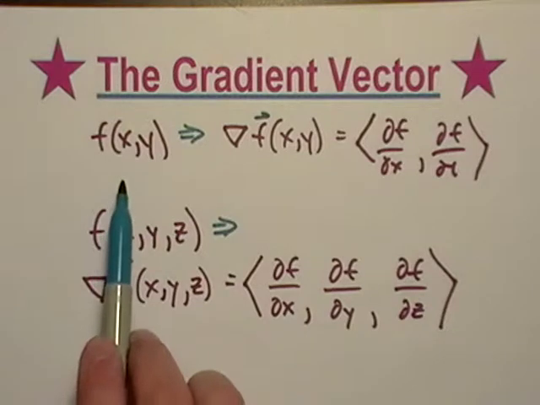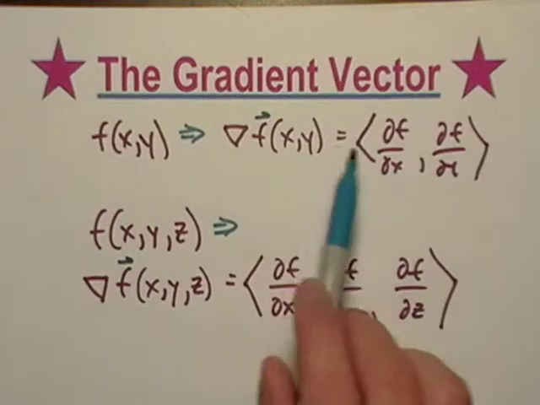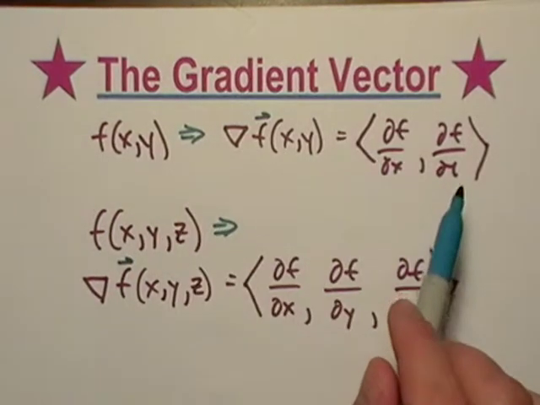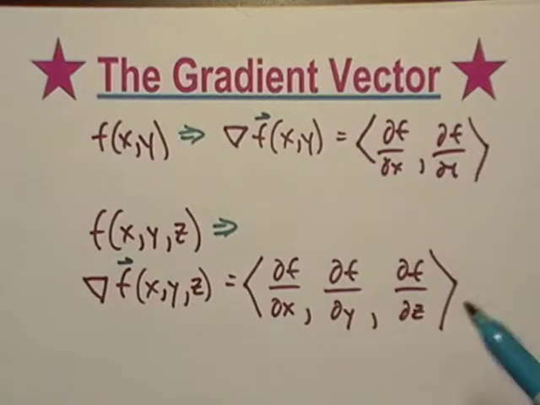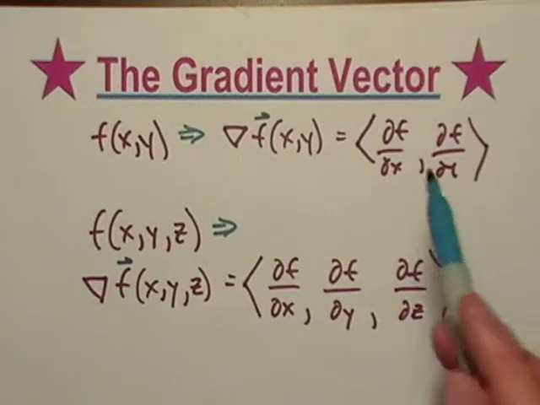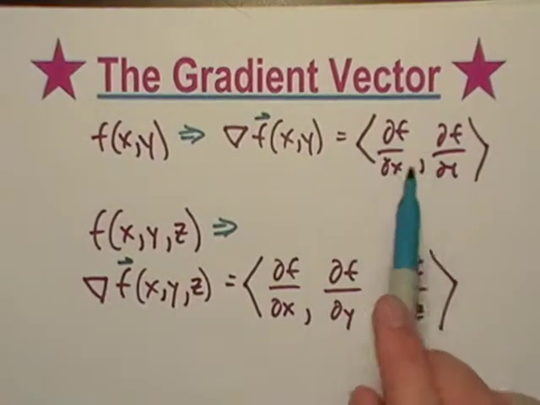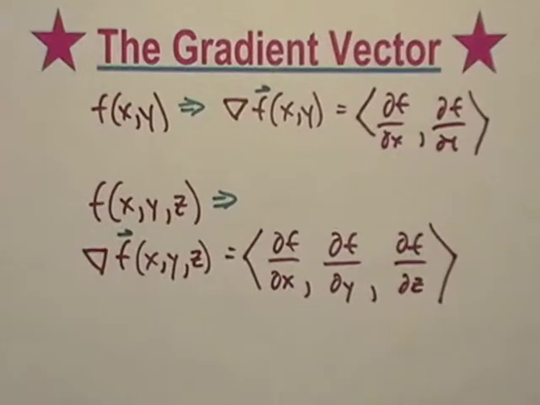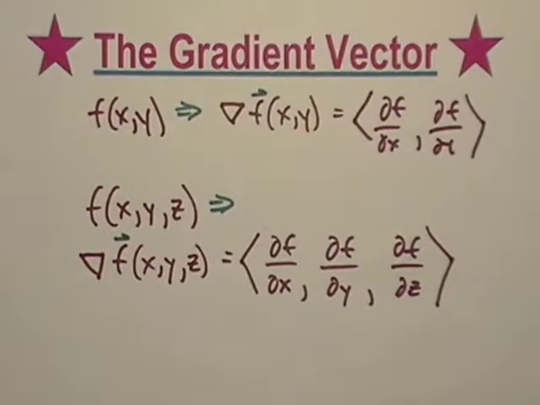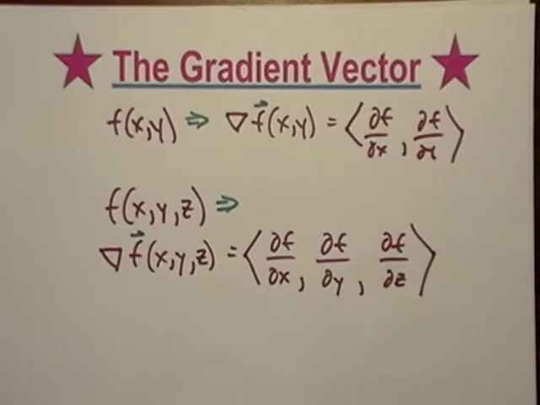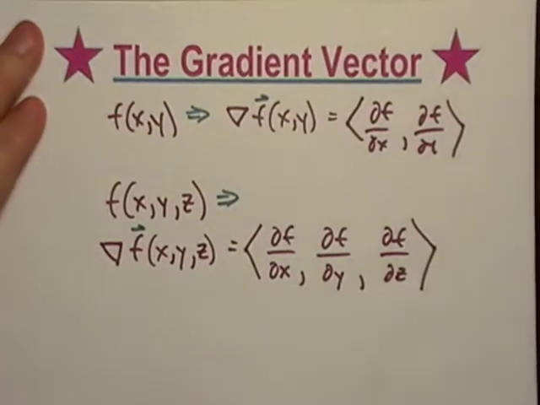So if you have a function of x and y, you're just going to take the partial derivatives, and then you're just going to make a vector out of them. And then if you're given a point, you can go ahead and evaluate it. So let's just do one example, and I'm not going to spend too much time on the actual partial derivatives because we know how to do it.